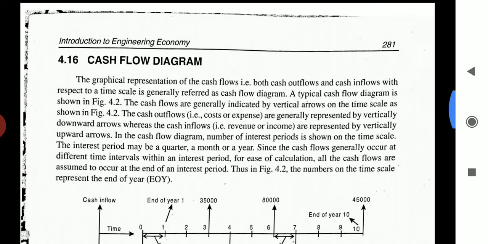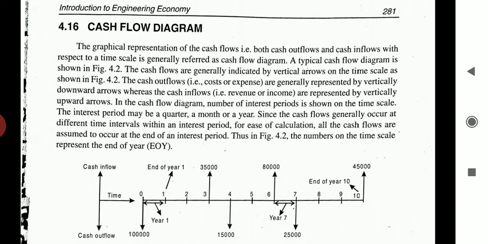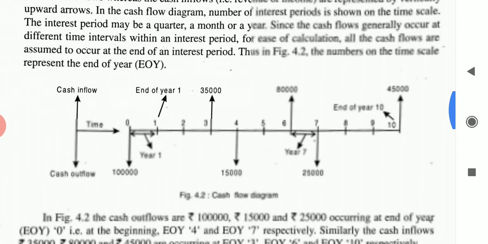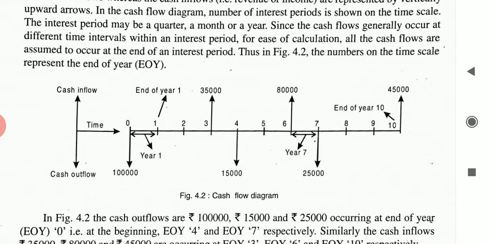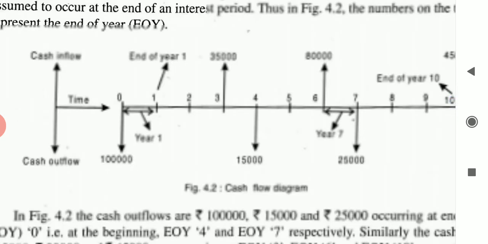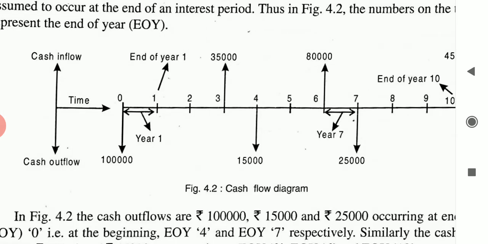And the second concept is the cash flow diagram. Okay, see here, this is a cash flow diagram. Along the horizontal axis it is time, along the vertical upward it is cash inflow, and downward it is cash outflow. This graphical representation shows both cash outflow and cash inflow with respect to time, and the scale is generally referred to as a cash flow diagram.